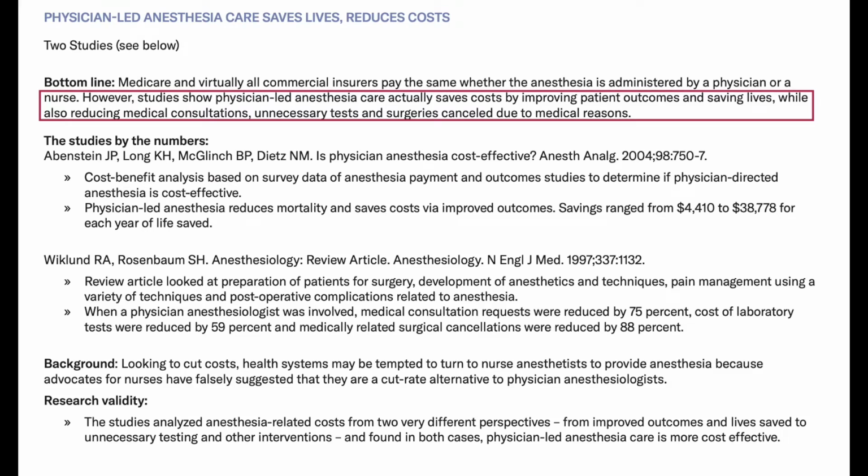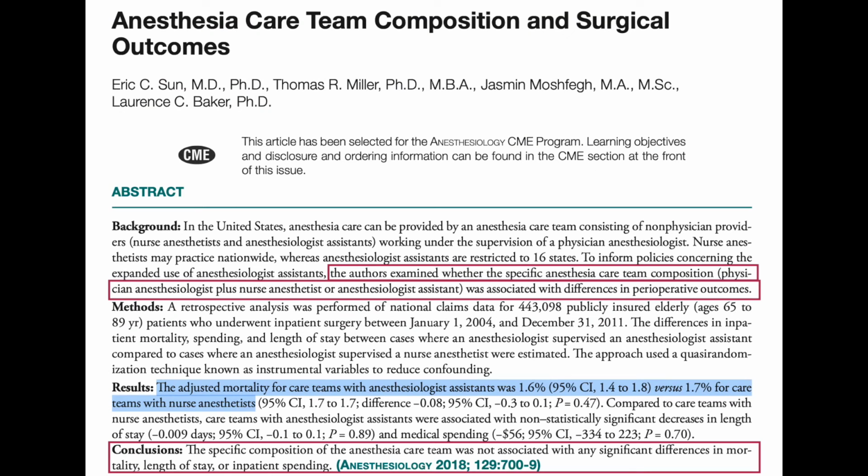These articles show the evidence for physician-led anesthesia care. This article examines the idea that physician-led care is more costly. Not only were surgical outcomes improved and lives saved, but costs were also reduced by reducing the amount of unnecessary tests and unnecessary surgical cancellations.